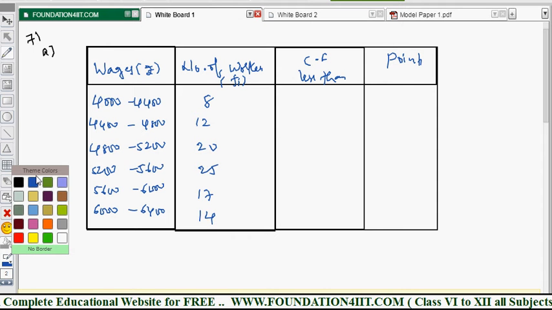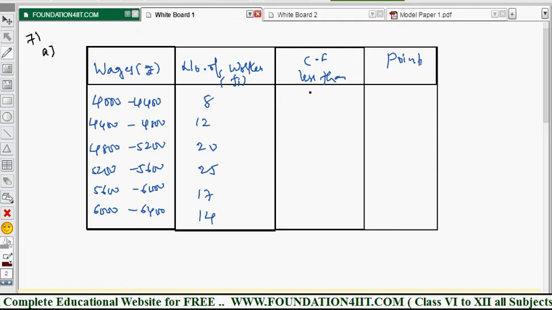Up to now we have the given data; we should find this now. These two more columns you should prepare. So 8 plus 12 is 20, 20 plus 20 is 40, then 65. Add to the next number, 82 and 96. Then the points start with 4000, so 4000 comma 0 we will keep. The next is 4400. Whenever it is less than cumulative frequency, take the upper limit, so 4400 comma 8.